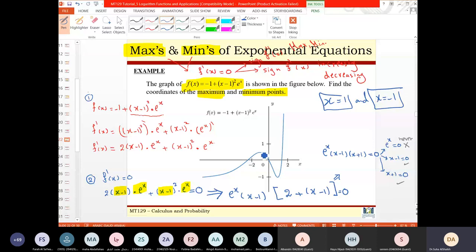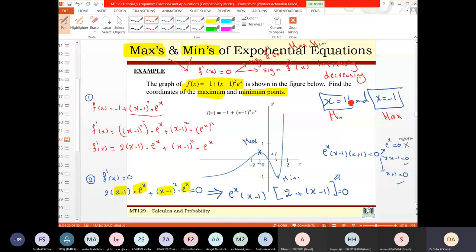Since they draw it مرسومة عندي مبين إن عند minus 1 it's maximum صح؟ and عند plus 1 it's minimum. So خلاص directly I can tell إن عند ال 1 I have minimum point, عند ال minus 1 I have a maximum point. الحين I need the y part.